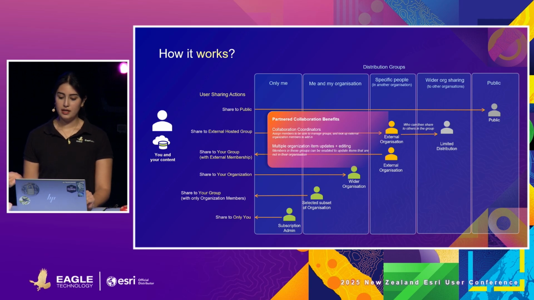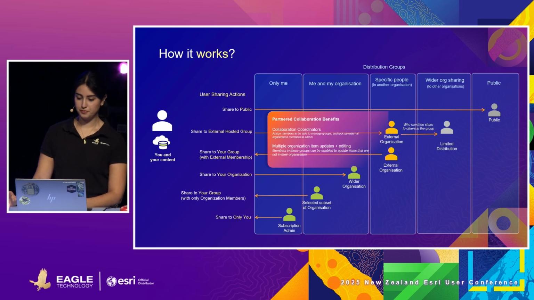And then this slide breaks down how content sharing works in ArcGIS Online, depending on who you want to share it with. And I really like this slide because it summarizes a lot of information in all of these different settings. So whether you're sharing between your organization or different groups, and how partner collaboration also extends these sharing settings. I can see a few people taking photos, so I'll just leave it up for a few more seconds.